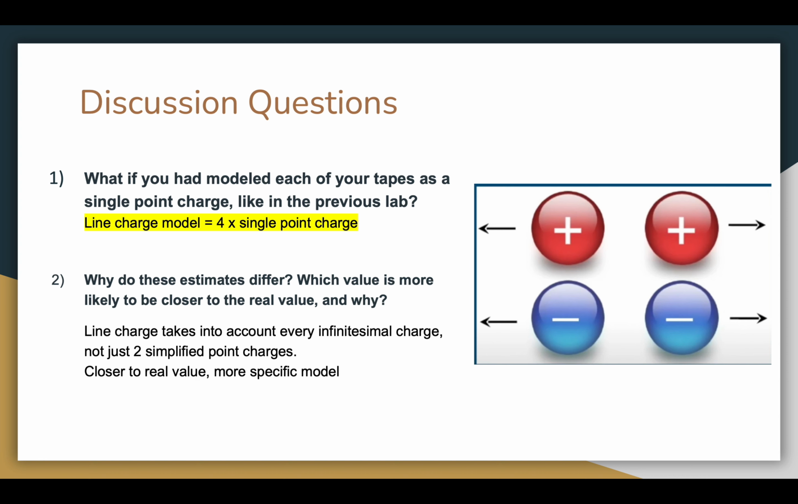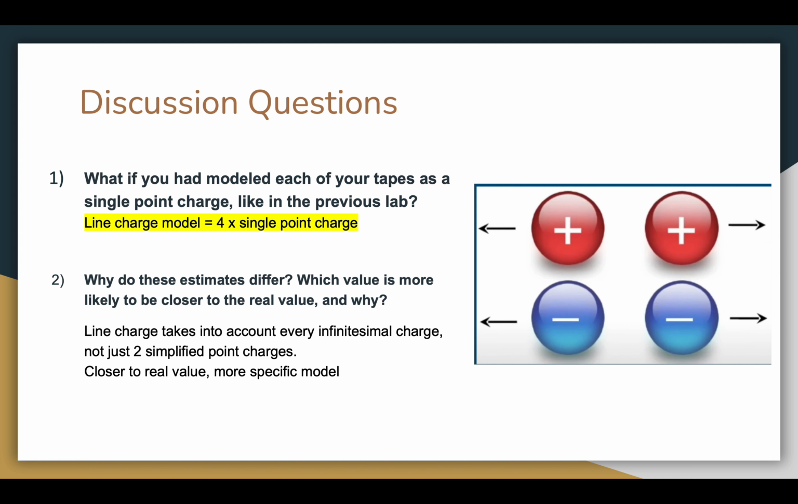What if we had modeled each of our tapes as a single point charge like the first lab? Well, our single point charge model yielded a tape charge of negative 1.27 times 10 to the negative 8th coulombs compared to negative 6.5 times 10 to the negative 8th coulombs with our line charge model, which means there was an increase of over 4 times the estimated charge.